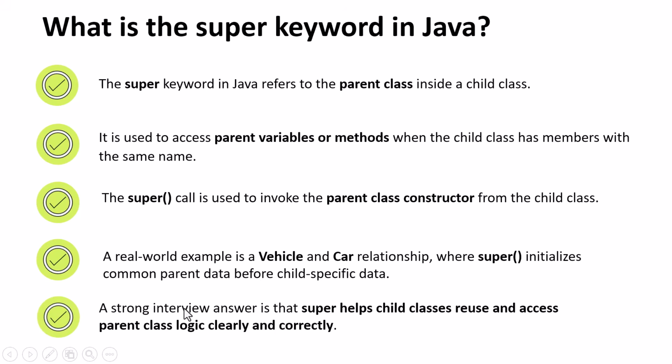The main benefit of super is that it helps reuse parent class logic properly. It supports cleaner inheritance design, avoids code duplication, and makes parent-child relationships easier to manage in Java programs. So the best interview answer is this. The super keyword in Java refers to the parent class and is used to access parent variables, parent methods, and parent constructors from a child class, especially in inheritance-based design.